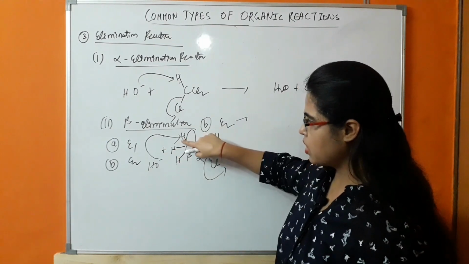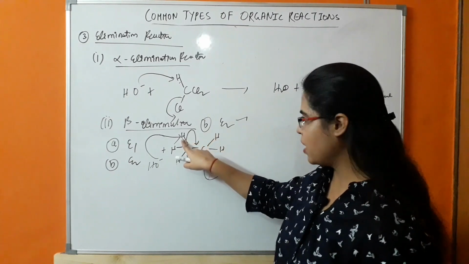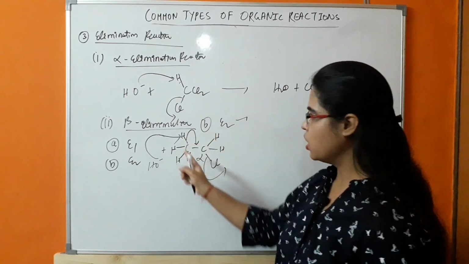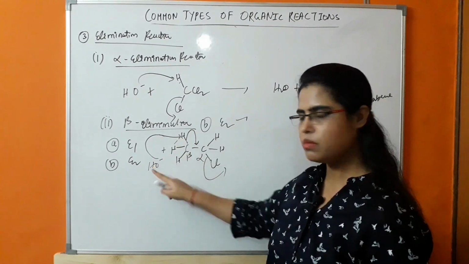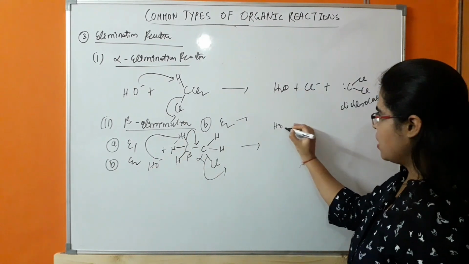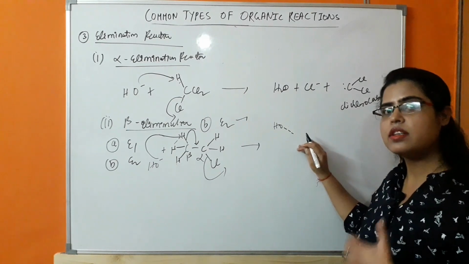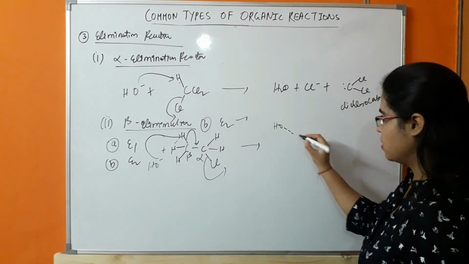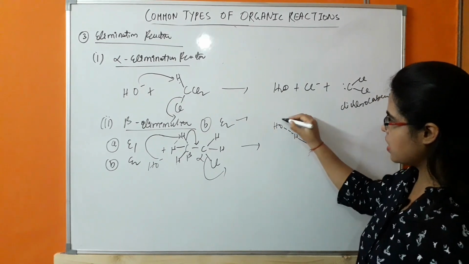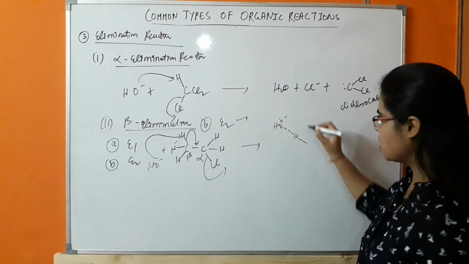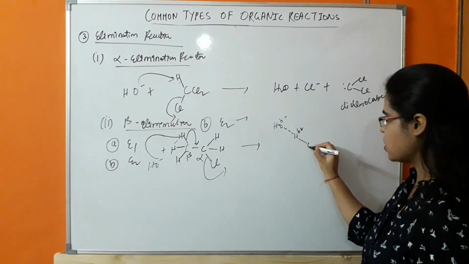This hydrogen here will be converted to H plus by donating its electron. So this H plus will be abstracted by this OH minus. In the transition state, the bond length is longer than the normal bond length. So this OH is attacking this H. This will have a partial negative charge, and this will have a partial positive charge.